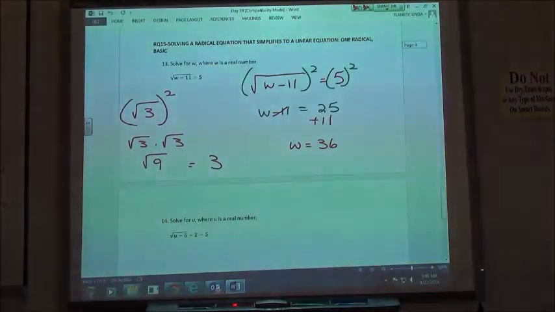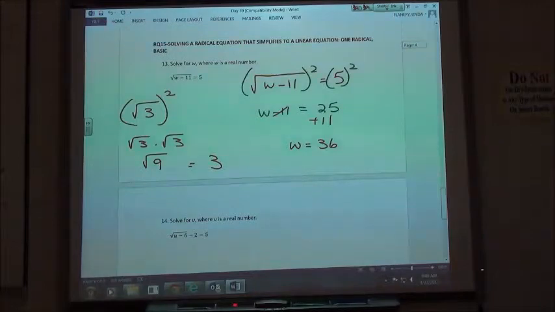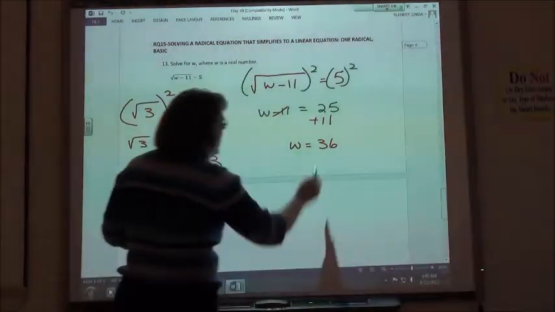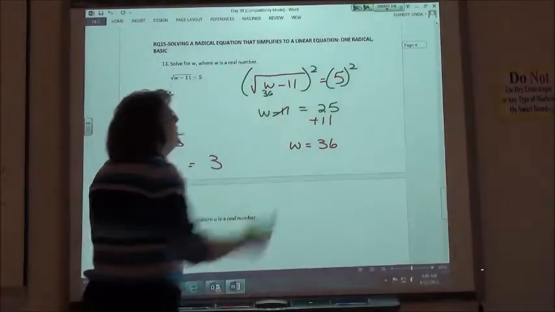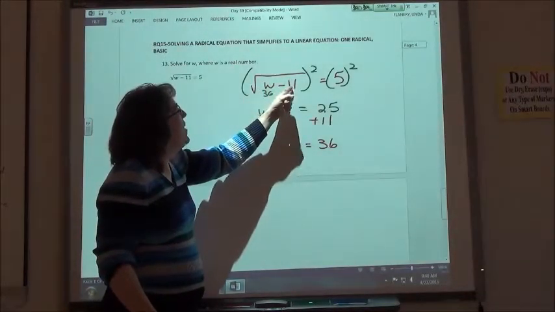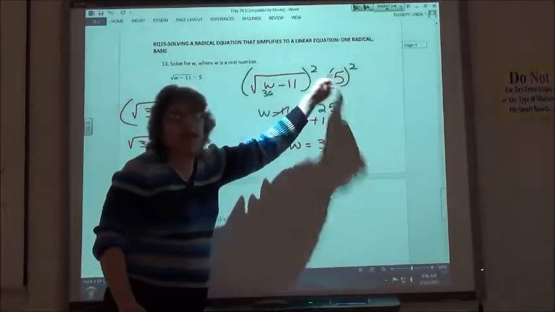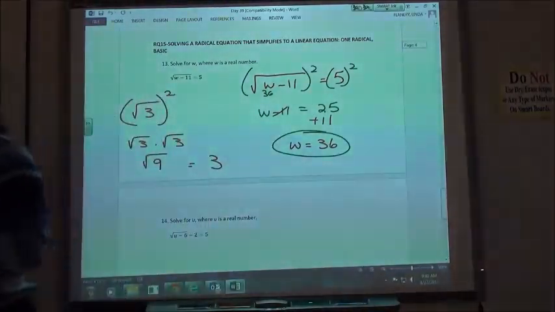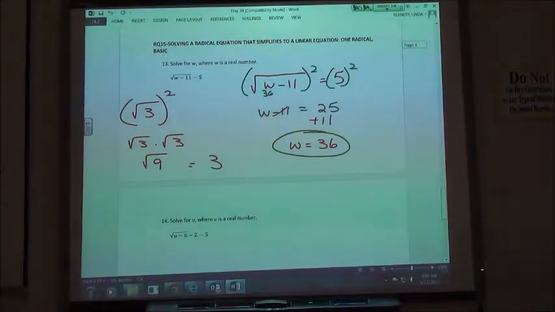36. Now, when you're working with radical expressions, sometimes you get what's called an extraneous solution. You worked it out correctly, but when you check it, it doesn't check. So you always want to make sure you go back and check your answers to make sure that they work out properly. So I'm going to check my answer by putting 36 in here and saying, okay, 36 minus 11 is 25. The square root of 25 is 5. Yep, that one checks out. That's going to be a good answer.